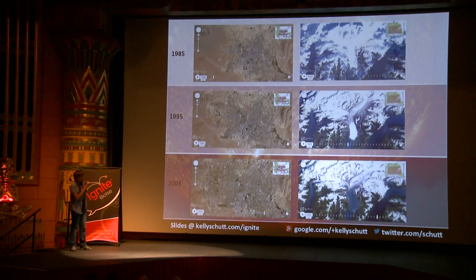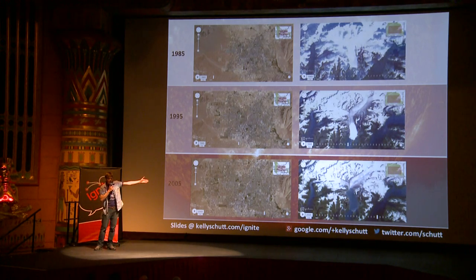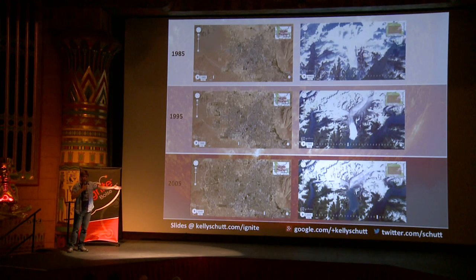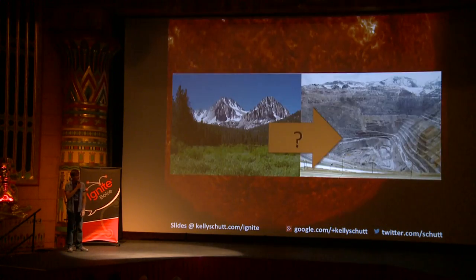And already we're seeing a lot of impacts. So here's the growth of Las Vegas. Here's the retreat of the Columbia Glacier in Alaska. These things are connected, and this process is happening all over the world right now. These are just two examples over 20 years, right? But where does that leave us? Where does that leave us 50 years from now?